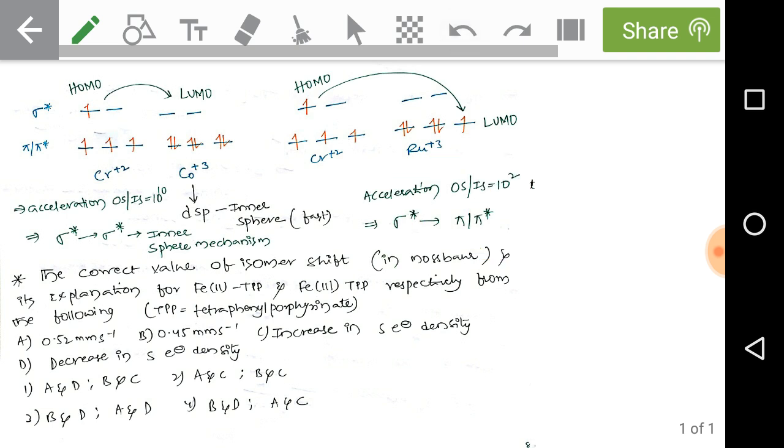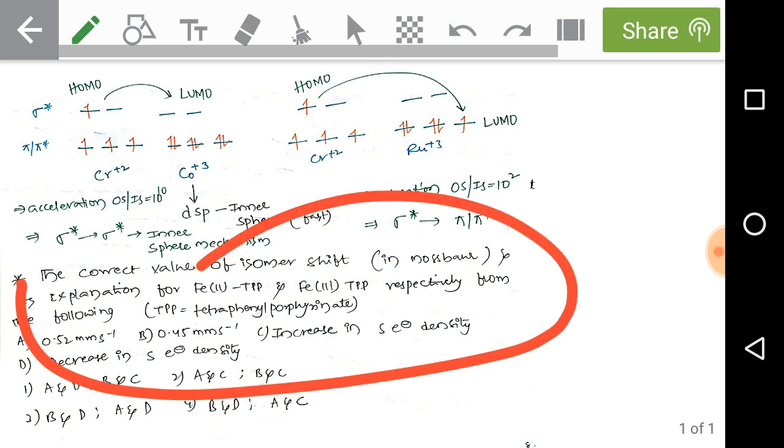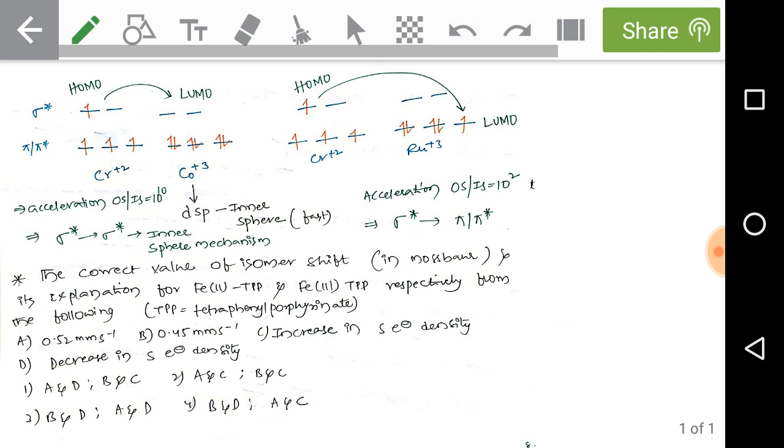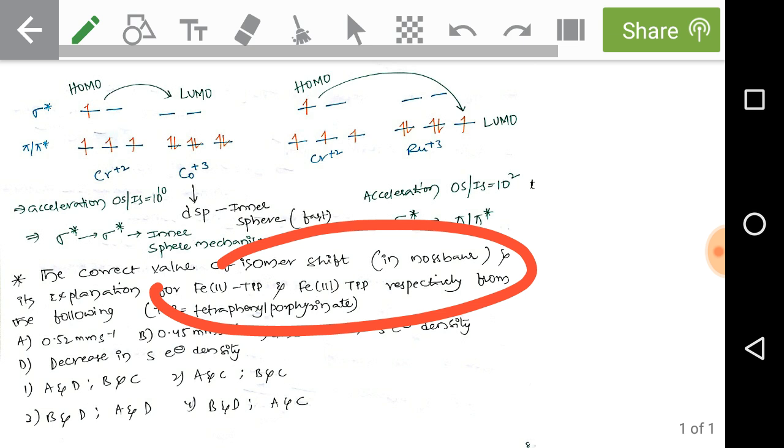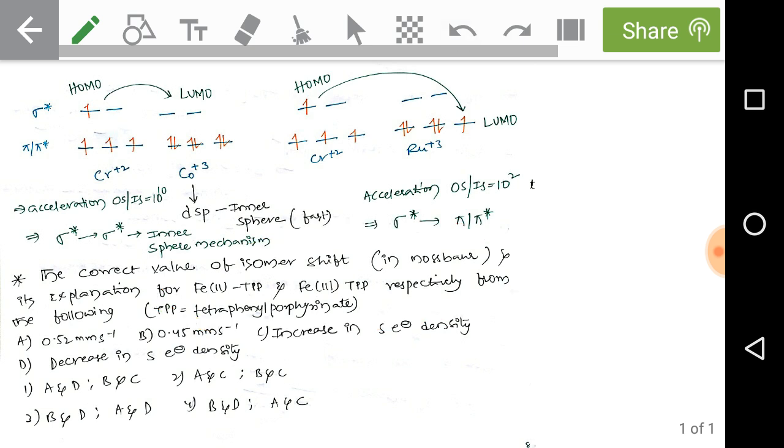Okay, next question: the correct value of isomer shift in mm/s and its explanation for Fe(II) TPP and Fe(III) TPP respectively from the following. Here TPP indicates tetraphenyl porphyrinate. 0.52 mm per second, 0.45 mm per second, increasing in s electron density, decreasing in s electron density.